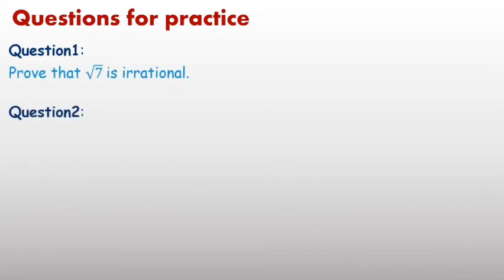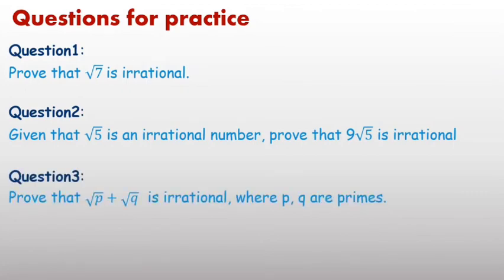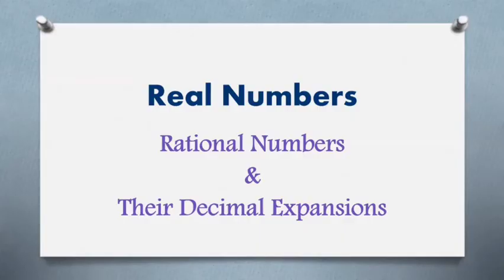Prove that root 7 is irrational. Follow the same method and procedure as I have explained for root 2 or root 5. Second question, you have to prove 9 root 5 is irrational. Third question, prove that root p plus root q is irrational. The solution is the same as we have explained previously, that root 2 plus root.